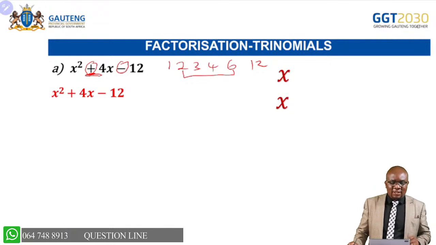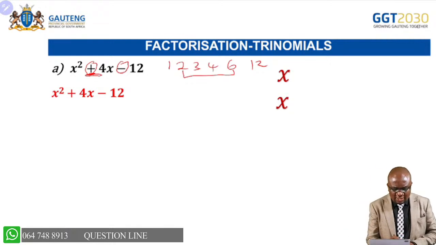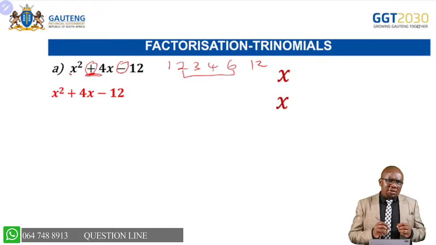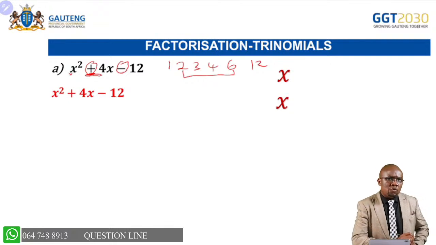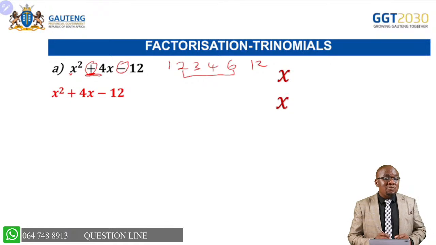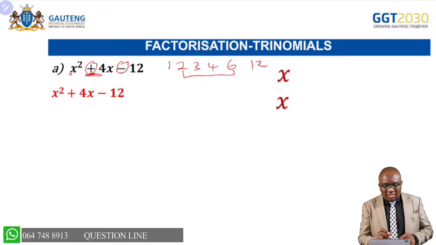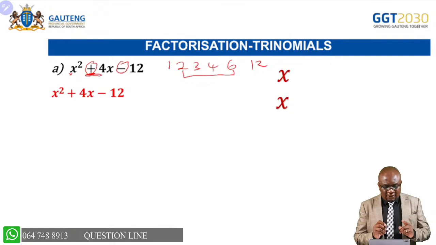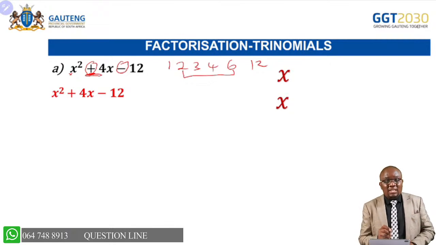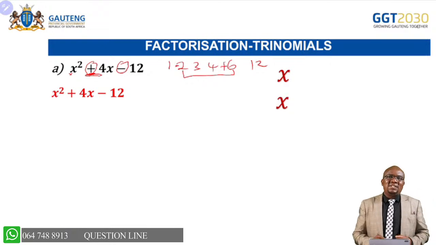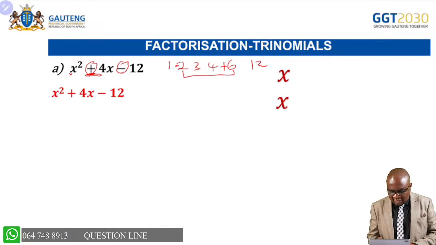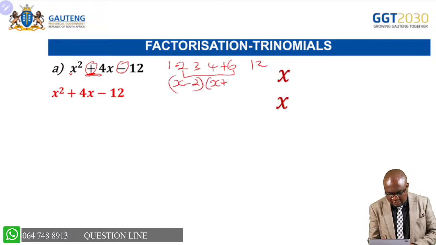I want to show you something. When the coefficient of x squared is 1 like this, you don't need to struggle. But I'm showing you the long method because we are going to have a situation where the coefficient of x squared is not 1, and then we have to use the long method. But now, we can go direct from this. These factors are 6 and 2, and the bigger one must be positive, and then the smaller one must be negative. Then you can straight away say you have factorized, and your answer is x minus 2, and then x plus 6.